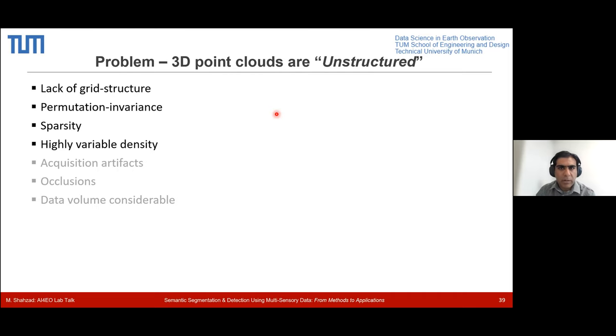Check features from the point clouds primarily because the point clouds are unstructured. By unstructured, I mean there is a lack of grid structure. For example, in images, we have a regular structure around the pixels. We know the neighborhood relationship. But in point clouds, the structure is unordered.